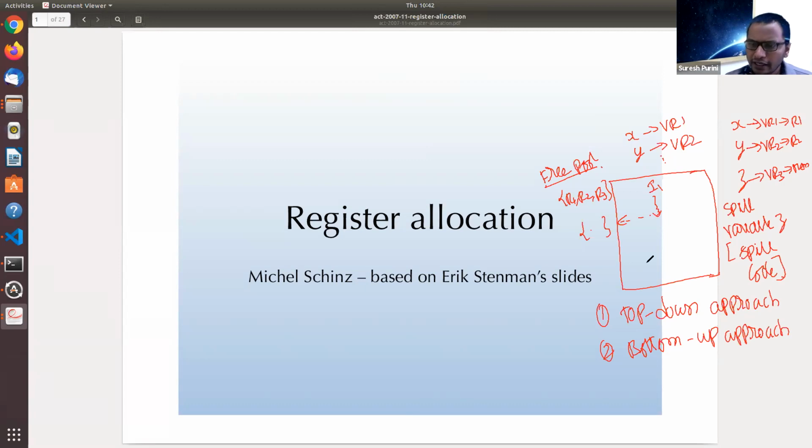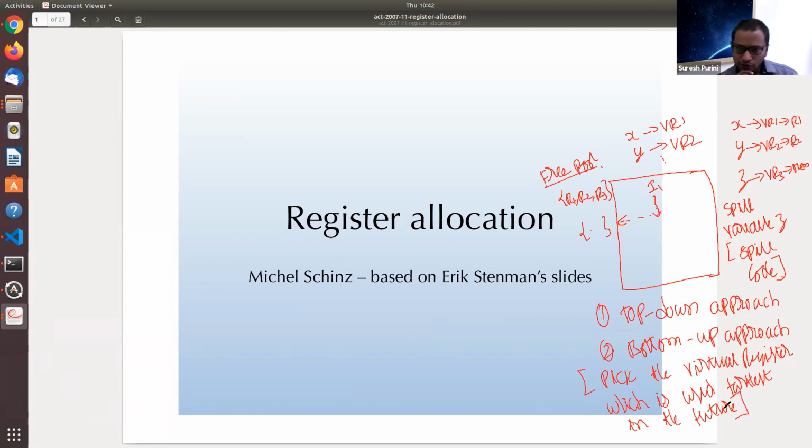So that is the idea. In the bottom-up approach, pick the virtual register, and when we say pick the virtual register, we mean use the physical register that is associated with this virtual register, which is used farthest in the future. This idea becomes important when we study a global register allocation algorithm called the linear scan register allocation algorithm.